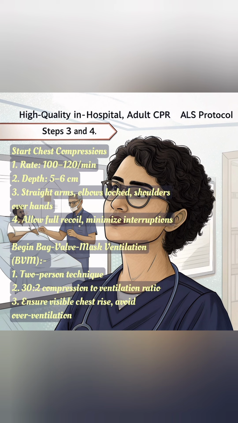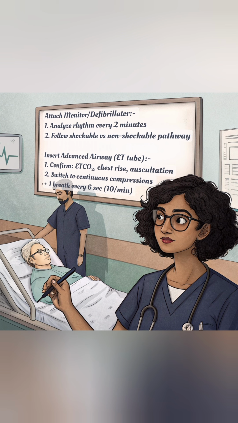Third, begin high quality CPR. Push hard and push fast. In the center of the chest, at the lower third of the sternum, 5 to 6 centimeters deep, 100 to 120 beats per minute. As for the position of chest compression, arms should be straight, shoulder over the hands, and elbows locked.